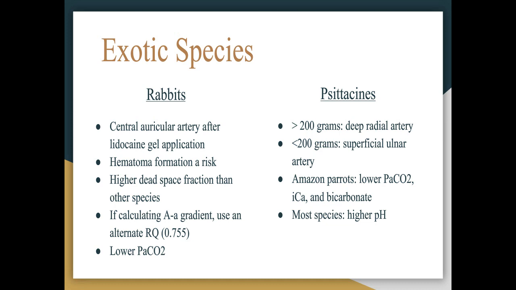The central auricular artery is the artery of choice for sampling from domestic rabbits. It is recommended that lidocaine gel is applied 60 minutes prior to sampling from the artery to decrease the pain associated with drawing from this location. Hematoma formation is the most common risk associated with sampling the auricular artery. Importantly, no ear tip necrosis was noted in rabbits that had arterial samples drawn from their auricular artery.